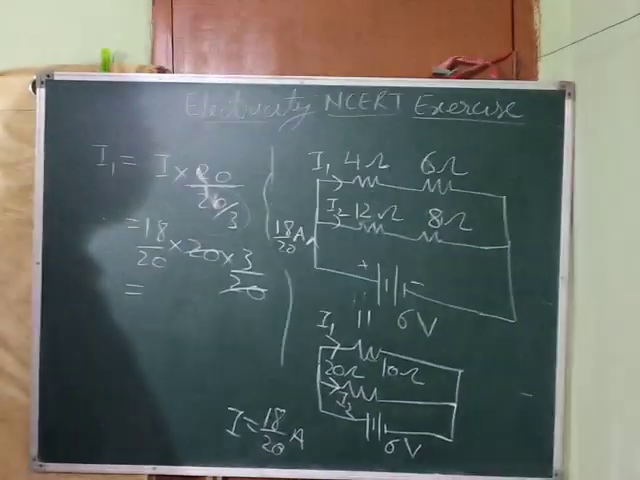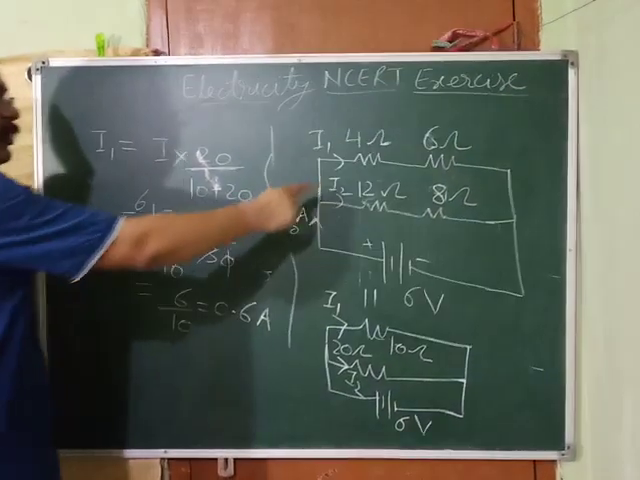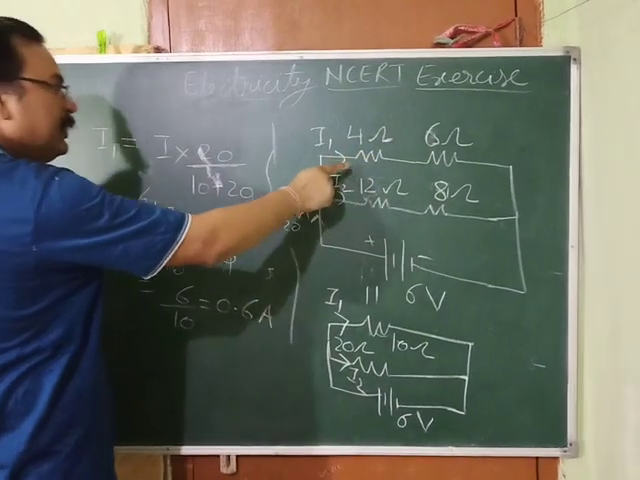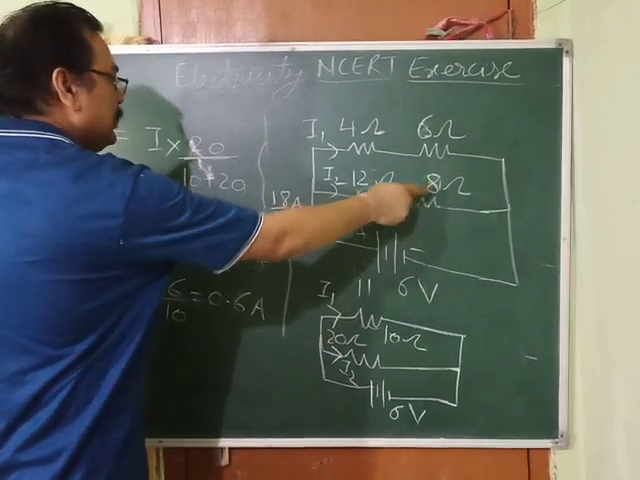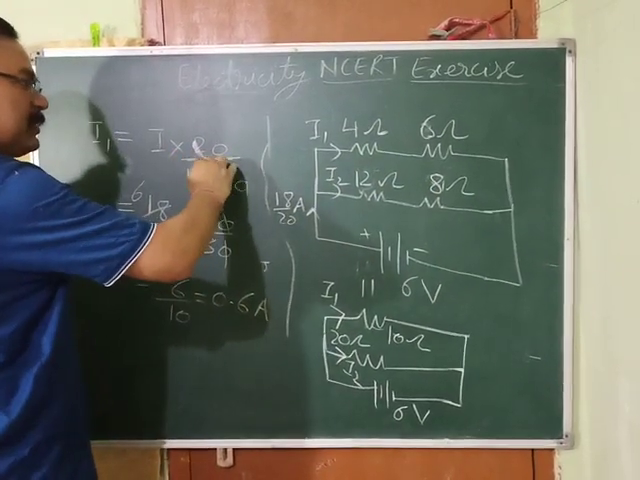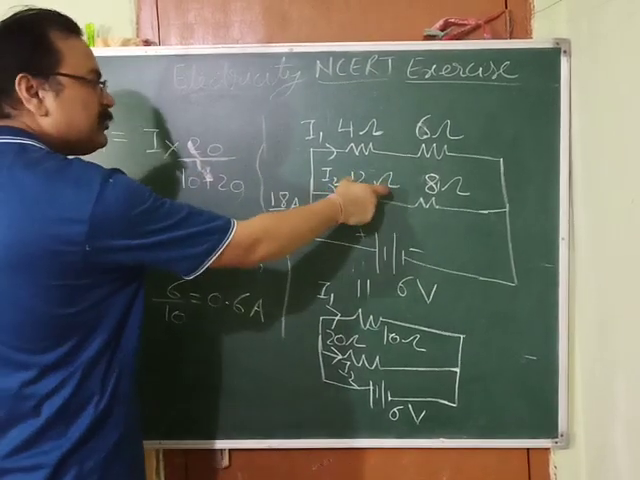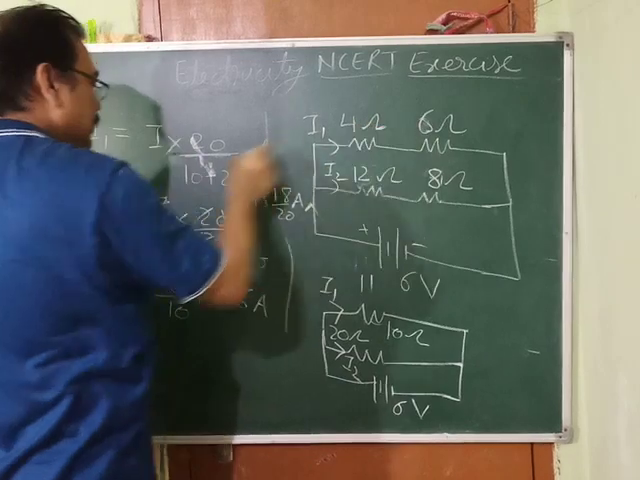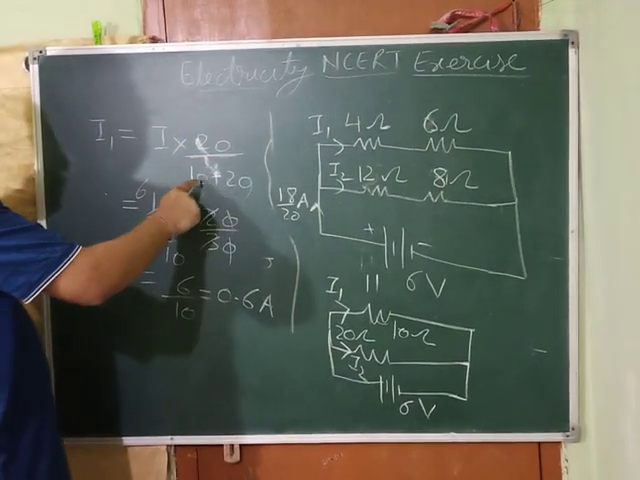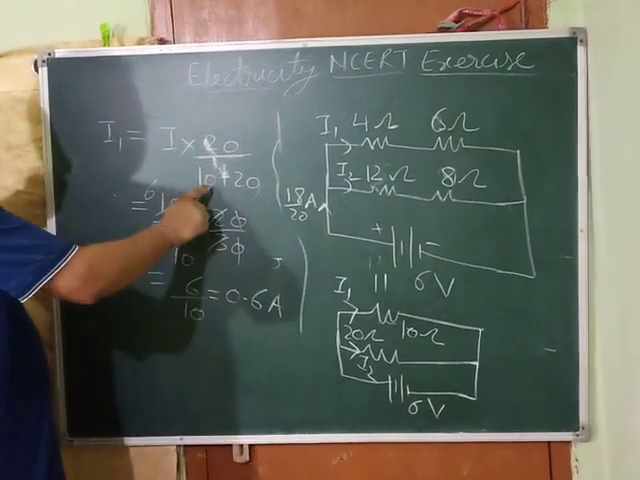So see, if you want to find out current in this, then what you have to do? You have to take the total resistance of this. This is 12 plus 8, that is 20. And then denominator, what you have to do? You have to add the resistance of this and this. Resistance of this is how much? 20. Resistance of this is how much? 10. So 20 by 10 plus 20. That is 30 we will get here.